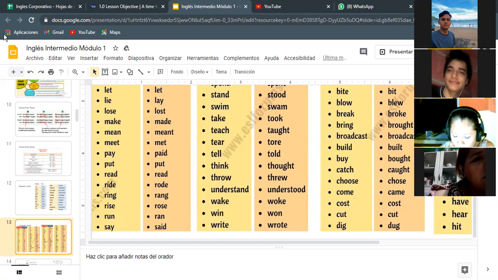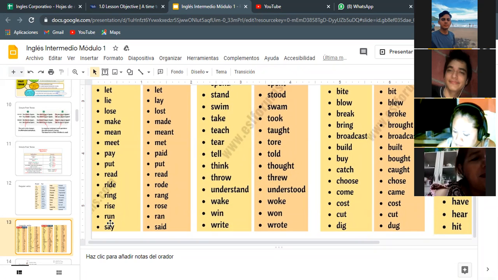Rise. What is to rise? It's like stand up. Yeah, it's when you stand up when something is coming up, right? So for example, the sun. You can say, the sun rose early today. That is a very common example for rose. Run, that is easy. What is run? To walk very quickly. Yeah. To walk fast and you're in a hurry and things like that.